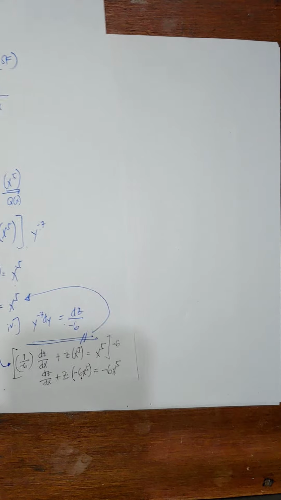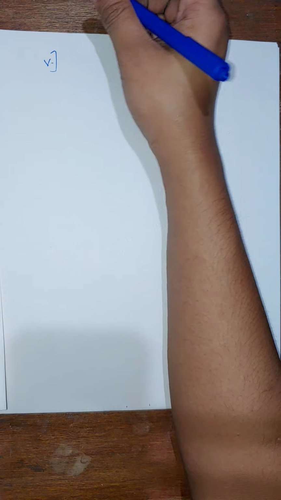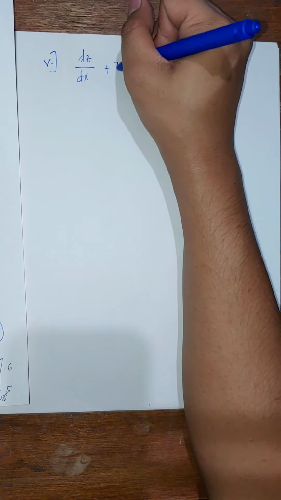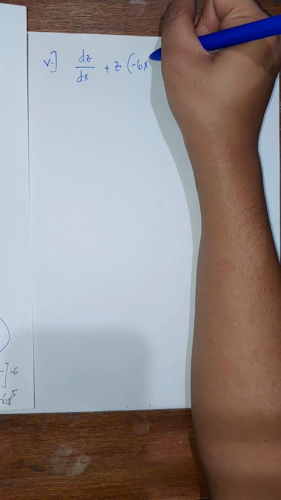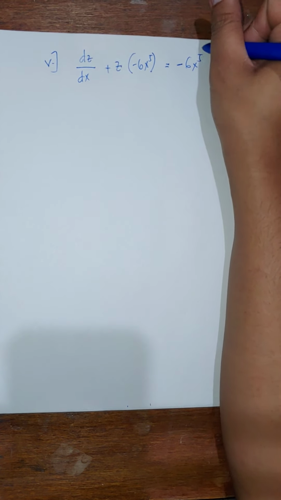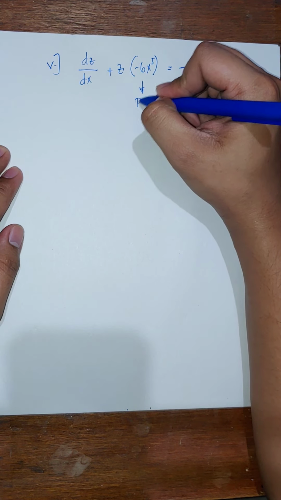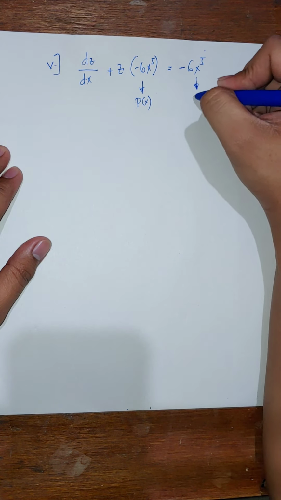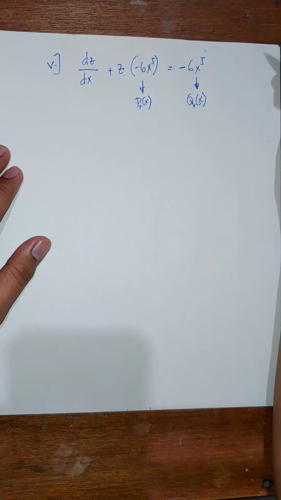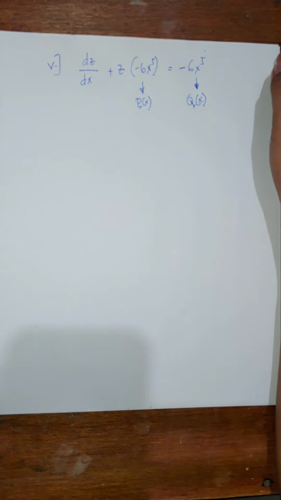Okay, so continuing our solution. Let's proceed to our step 5. We now write it as a first order linear differential equation: dz over dx plus z times negative 6x to the fifth is equal to negative 6x to the fifth. Again, this is our new p of x, and this is our new q of x. We used sub r earlier. So with a first order linear differential equation, what do we do?